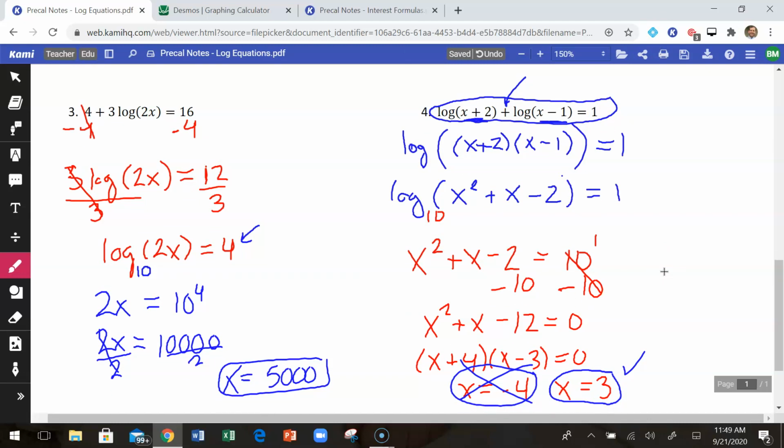Okay, so condense to one side so that you just have a single log on one side, rewrite it in its exponent form, and then you should have an equation that should be fairly easy to solve.